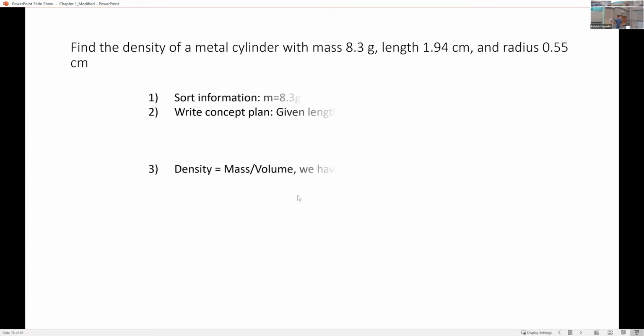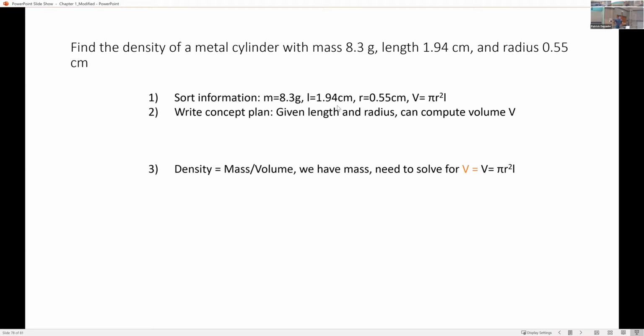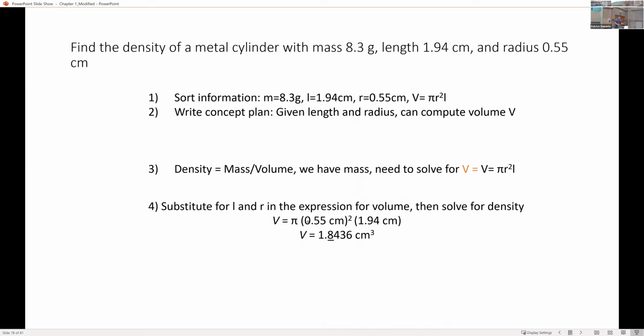So we can do that. They have the volume equals 2 pi r, wait, pi r squared, sorry, pi r squared. 2 pi r is circumference. Yeah, maybe I should go back to 10th grade. Pi r squared times the length gives you the volume. Multiply all those together, then you get the number.